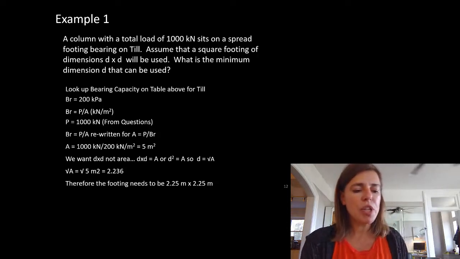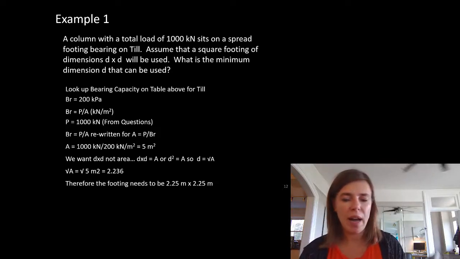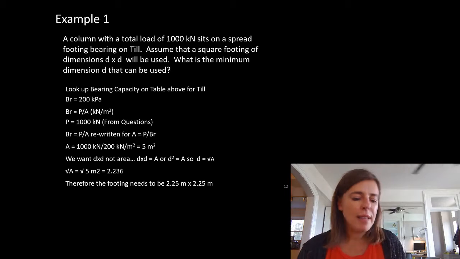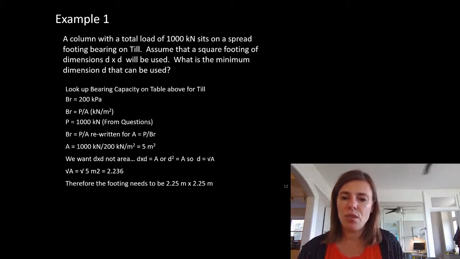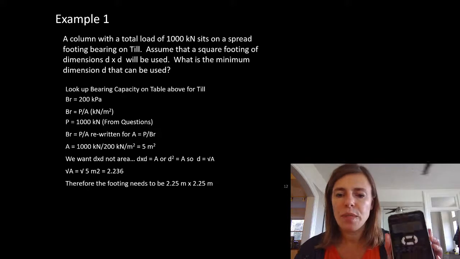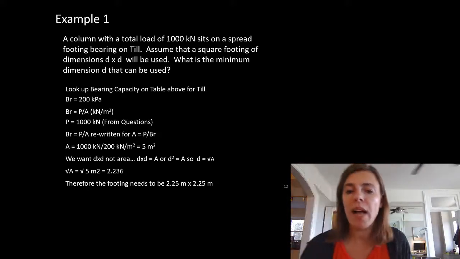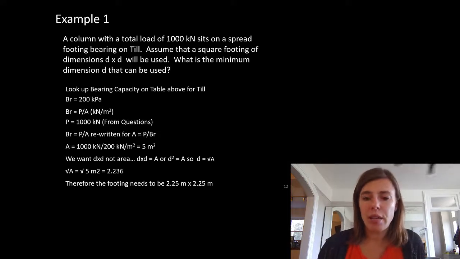So let's just double check that. We've made it bigger. We have 2.25 by 2.25. Our area is 5.0625 meters squared. Let's divide our 1,000 kilonewtons by that. We get a BF of 197.5. So we have met the criteria of BF being less than BR.